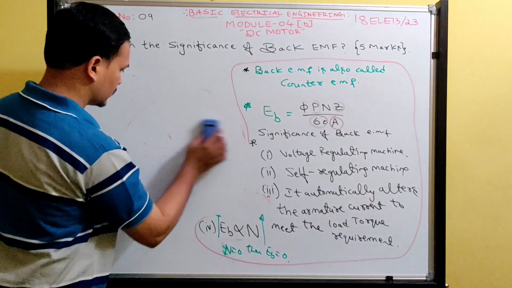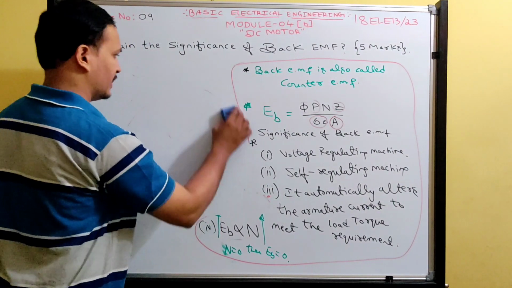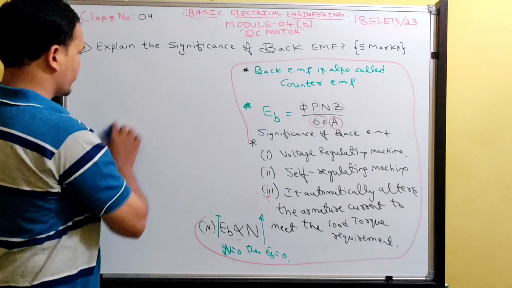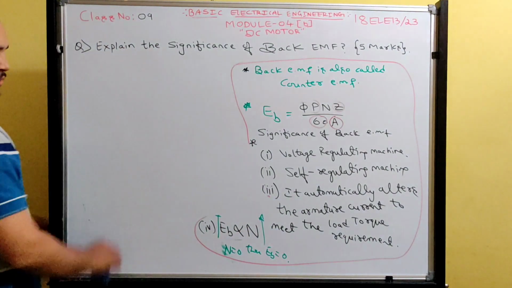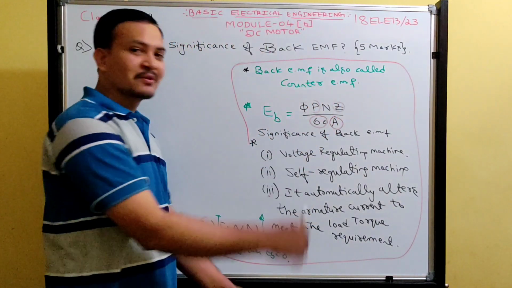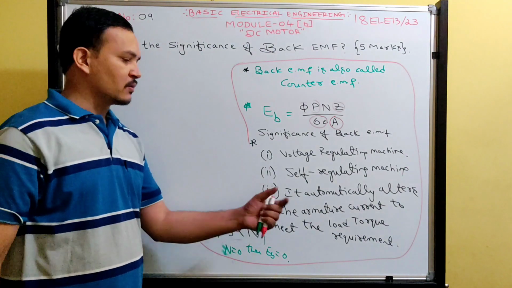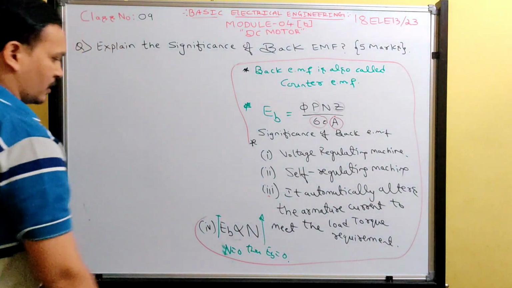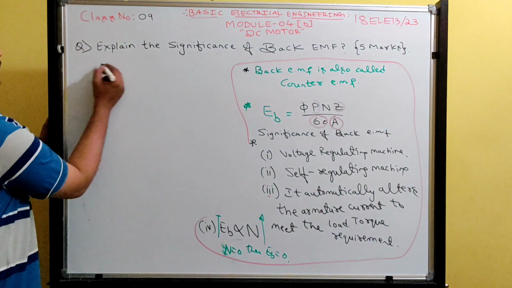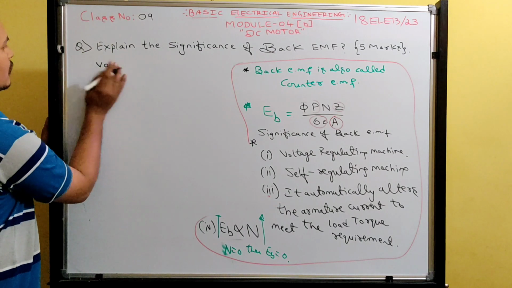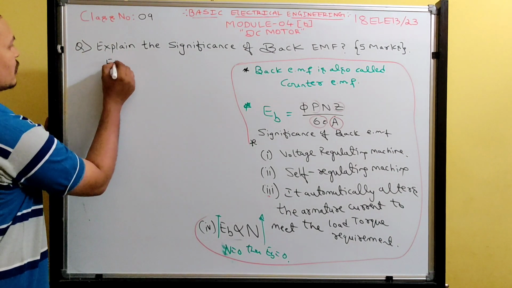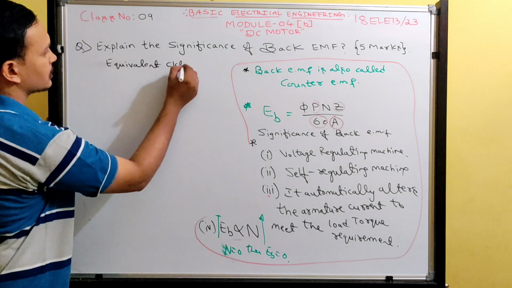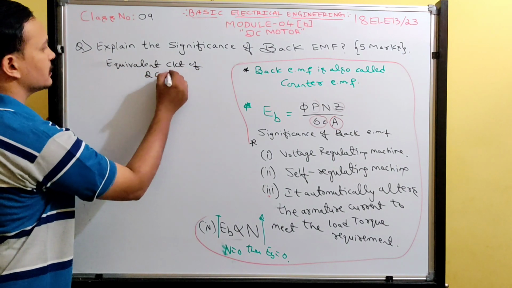So now I hope everyone understood the working principle of DC motor and also the significance of back EMF. Now I will give reasons why it is called a voltage regulator and how it automatically alters the armature current. All the reasons I am giving now. For that you should write the equivalent circuit of DC motor.